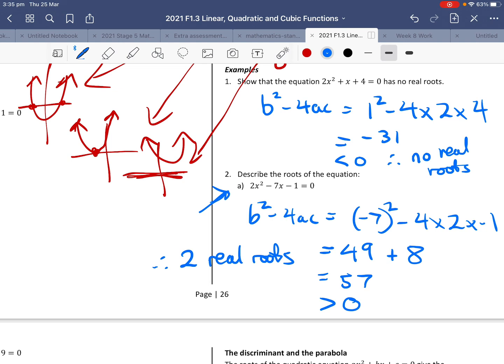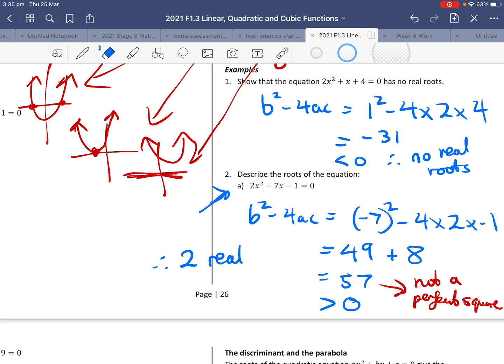And because 57 is not a perfect square, that's going to mean that the nature of these roots is they're going to be two real irrational roots.